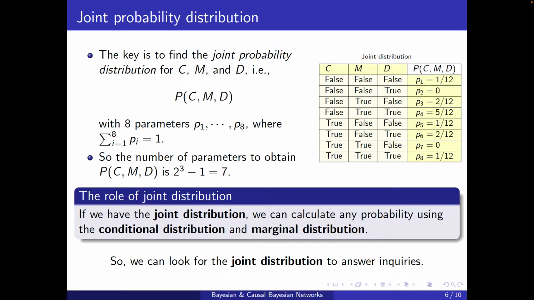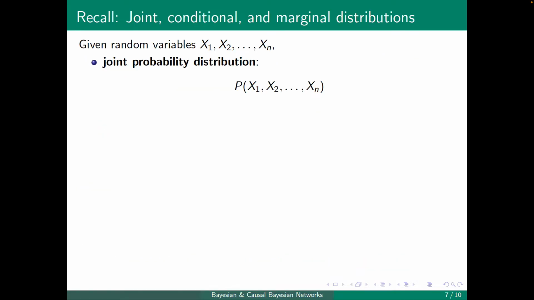So I want to say it right here that kind of the whole goal of Bayesian networks is to help find these joint distributions. Okay? And we will see why this can be challenging. Okay, so before that, just a few recalls.